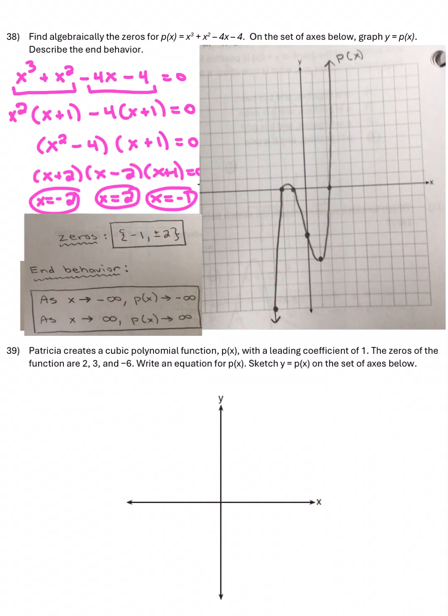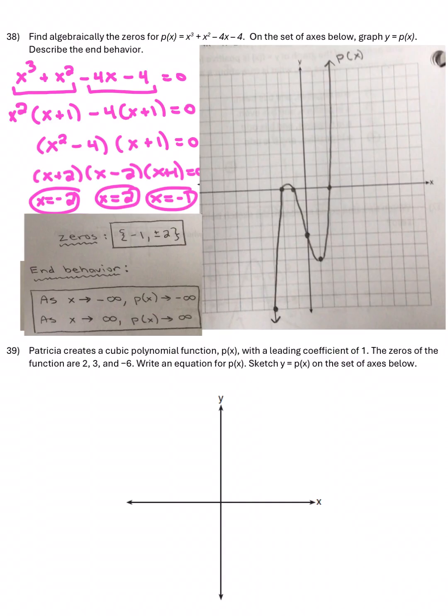Okay, so I decided to label what was what because they asked a lot. So these were my zeros from before, and then my end behavior. So as x approaches negative infinity, which means as we go to the left, isn't our graph going down? So notice I said p of x approaches negative infinity, not f of x, not y. If this function is p of x, please make sure you write p of x. Okay, and then as x approaches positive infinity, so as we go to the right, isn't p of x going up to infinity? So p of x approaches infinity.